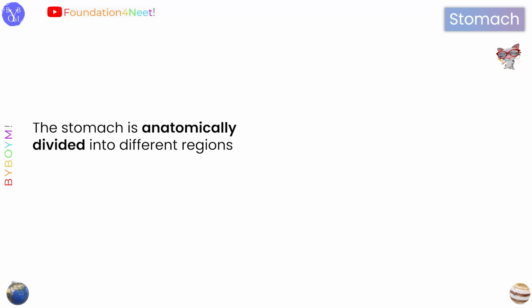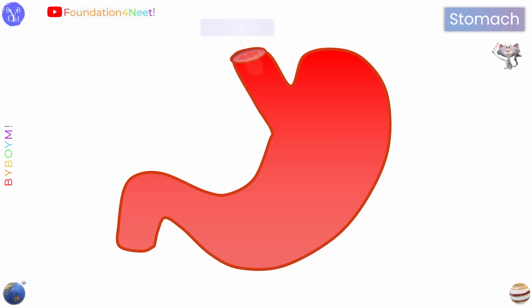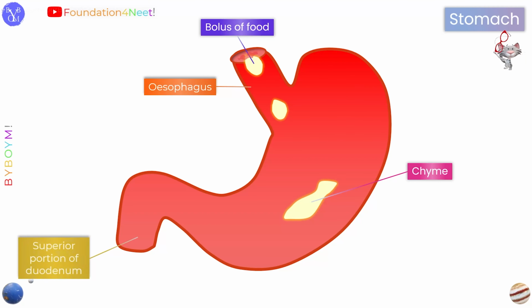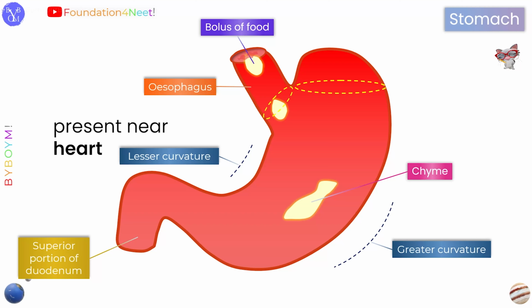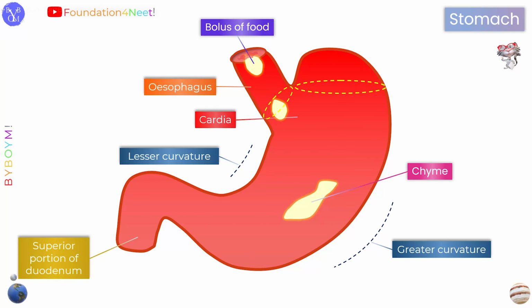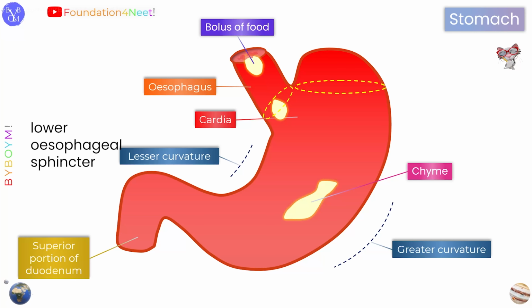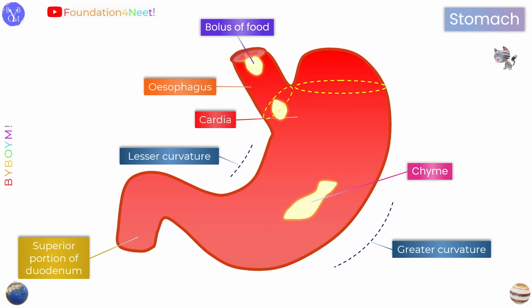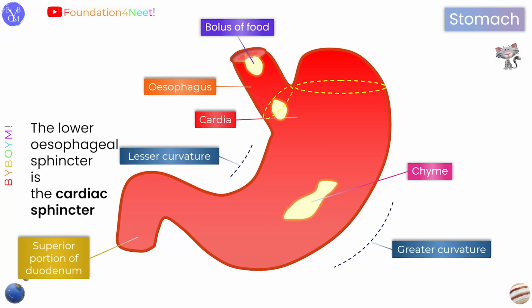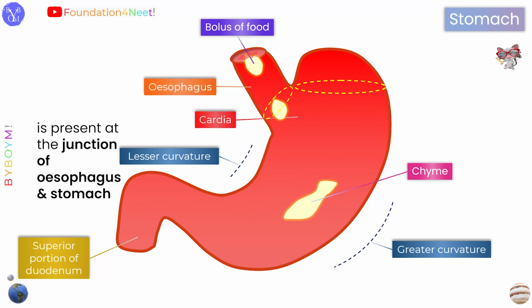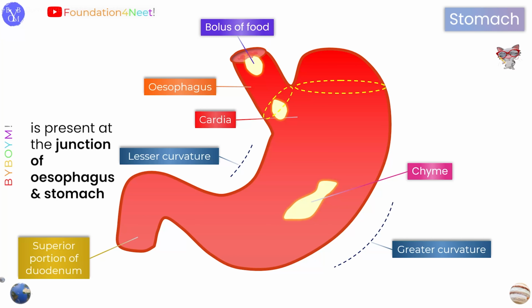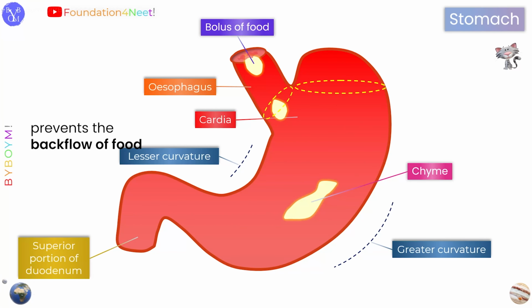The stomach is anatomically divided into different regions. The first region that we are going to encounter is the cardiac region or cardia. It is so called because it is present near the heart. It is also present near the cardiac sphincter. The cardiac sphincter is also known as the lower esophageal sphincter. You may remember from the last video that there are two sphincters present in the esophagus, the upper esophageal sphincter and the lower esophageal sphincter. The lower esophageal sphincter is known as the cardiac sphincter and is present at the junction of the esophagus and stomach. It prevents the backflow of food into the esophagus.